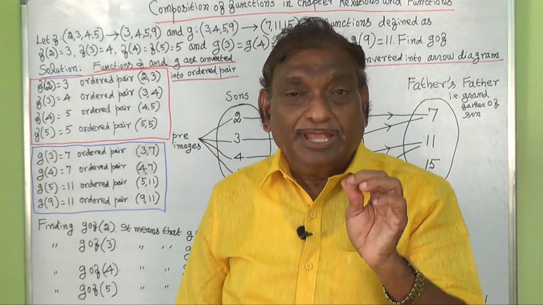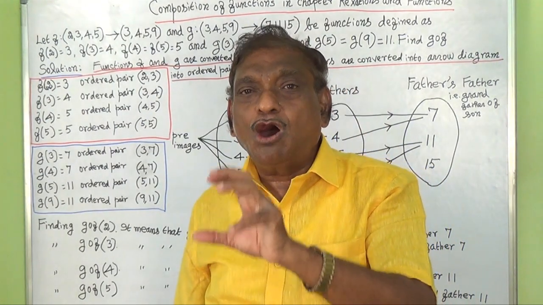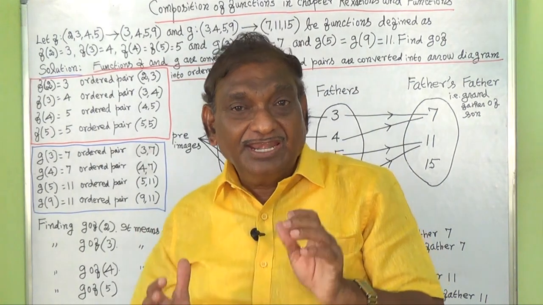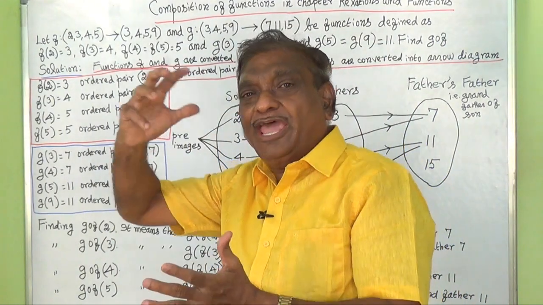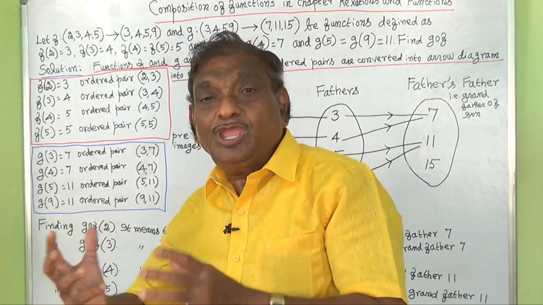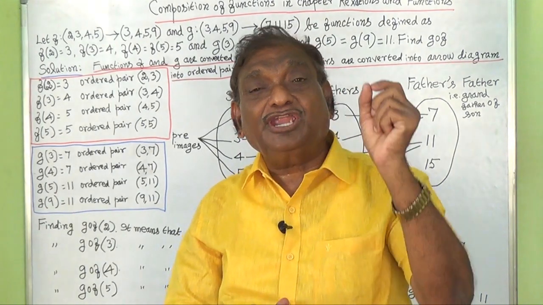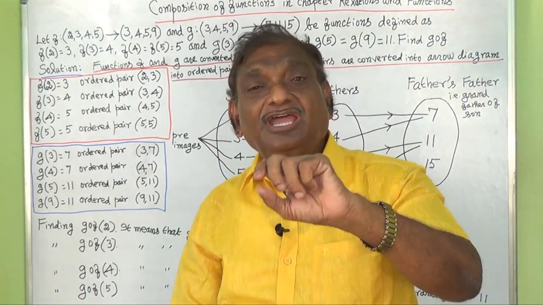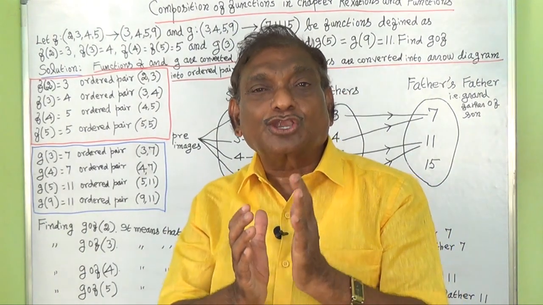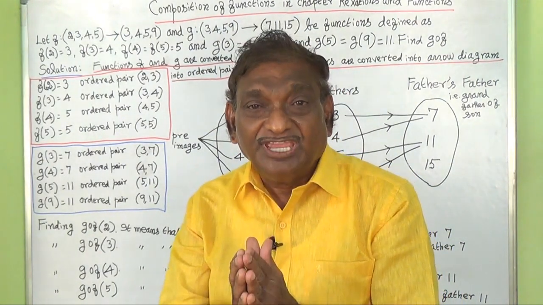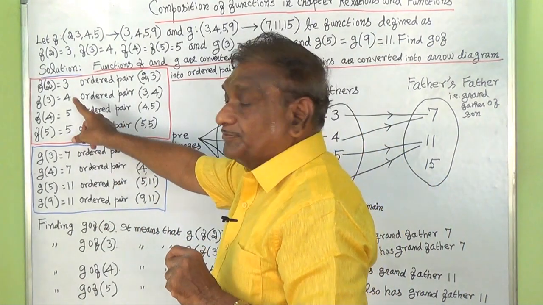First of all, the functions f and g are converted into ordered pairs. Then the ordered pairs are converted into an arrow diagram. Why are the given functions converted into ordered pairs, and then the ordered pairs converted into an arrow diagram? In order to solve the sum easily. Let us see by this example.